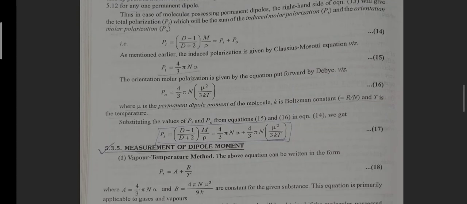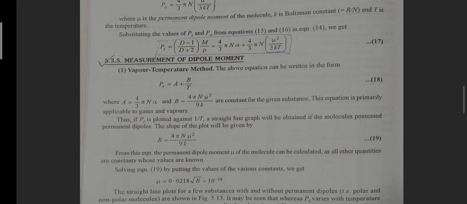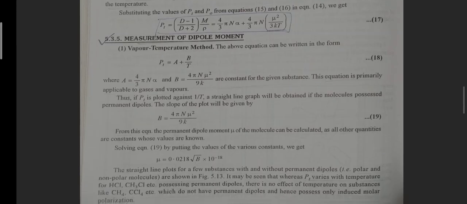Next is measurement of dipole moment. First, vapor temperature method. We can use the equation Pi is equal to A plus B divided by T, where A is equal to 4 by 3 pi n alpha and B is equal to 4 pi n mu square divided by 9k, are constant for the given substance.